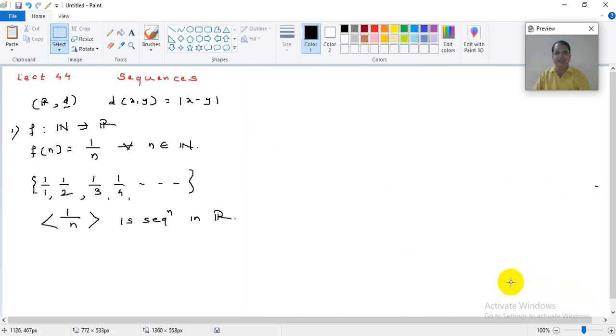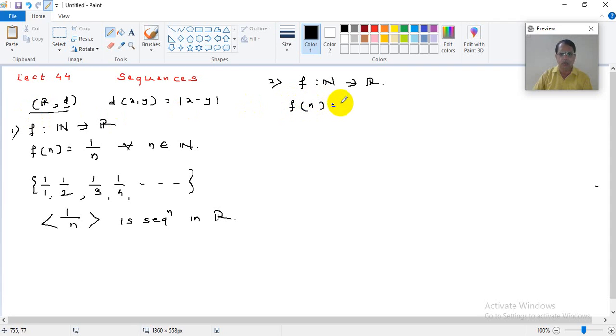You should be equipped with examples. Now the second example that I will be giving you is, say, f is a function from the set of natural numbers to R. I am again going to give you a sequence in the metric space R comma d. This is the underlying metric space. So the definition of that will be f of n is equal to, say, n squared, for all n belonging to capital N.